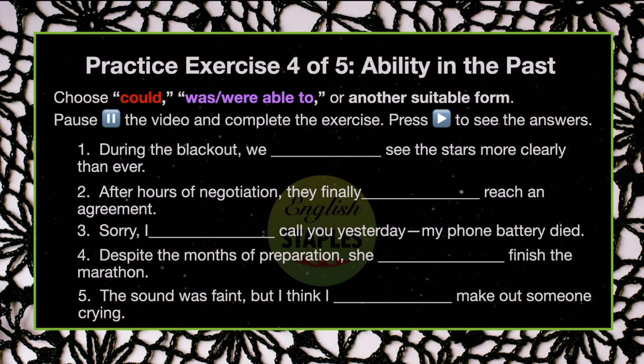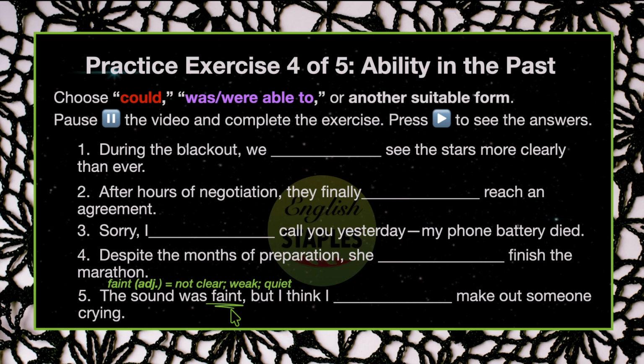Here's the fourth practice exercise. We're going to choose could, was able to, or were able to, or another suitable form. Should we do one together? Let's do one together. How about number 5, the last one? The sound was faint, but I think I could make out someone crying.